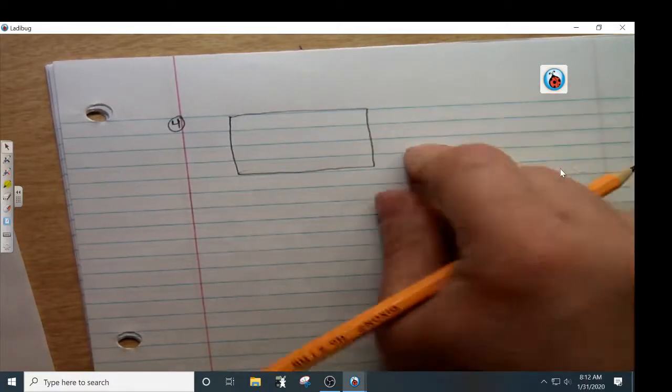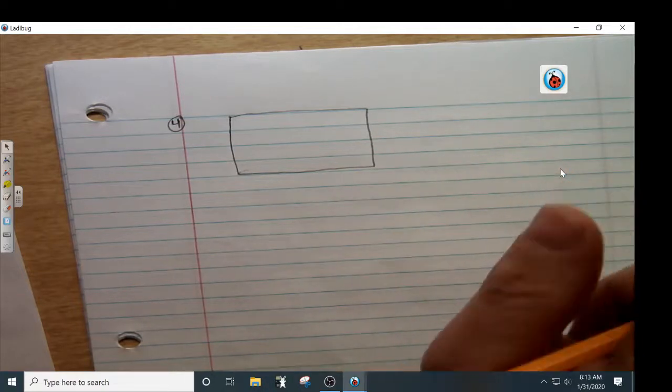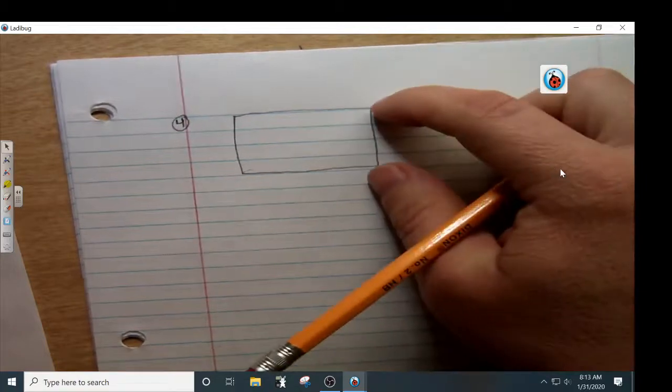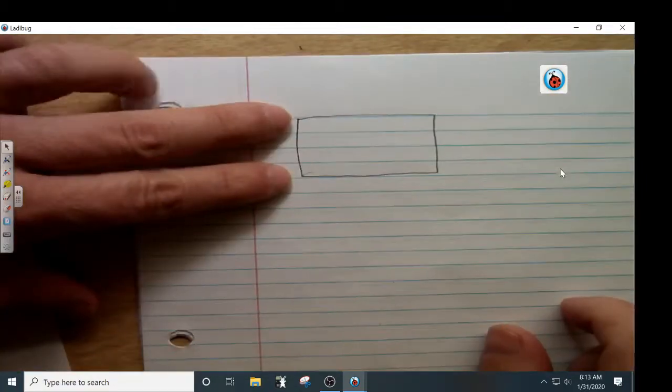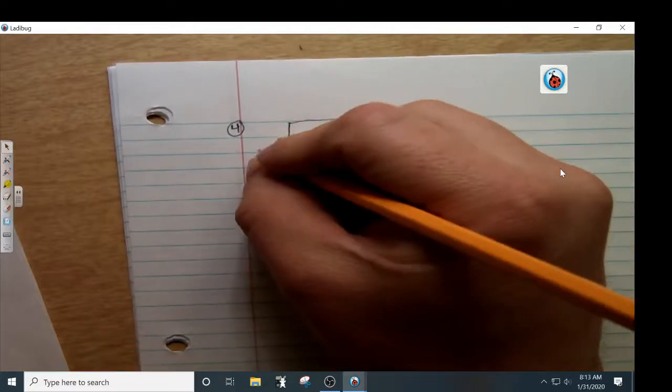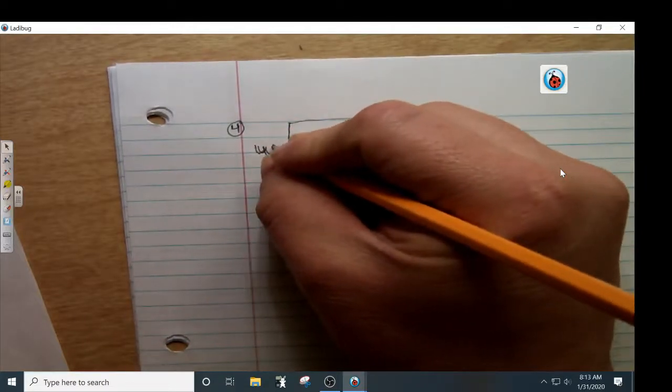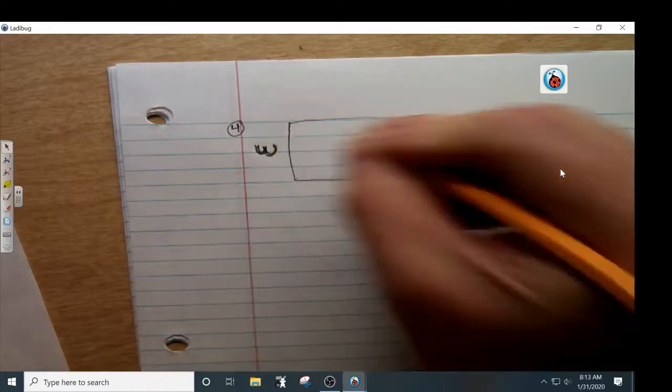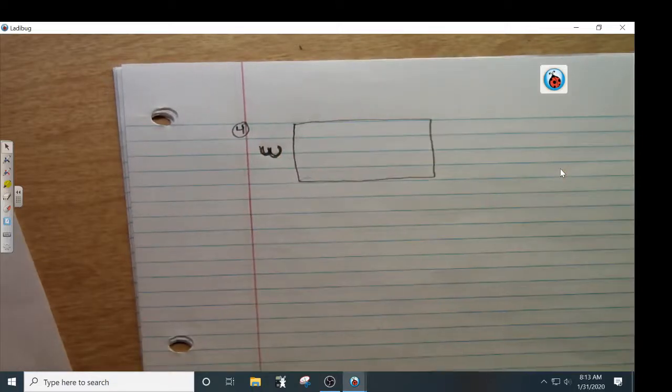If the length is 5 feet more than the width, that means the width is the shortest side. Width is this way, right? This is the width, okay? So now we're gonna let the width be W.